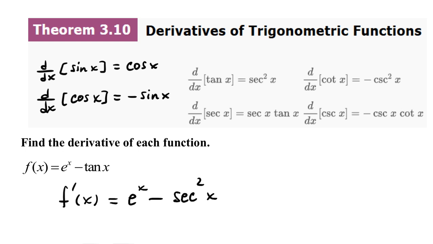Let's look at our example at the bottom. We have the function defined as e to the x minus tangent x. We don't need to use product rule here because we don't have a product of 2 functions. So it's basically taking the derivative of each term separately. Derivative of e to the x is still e to the x minus, and then the derivative of tangent is secant squared.